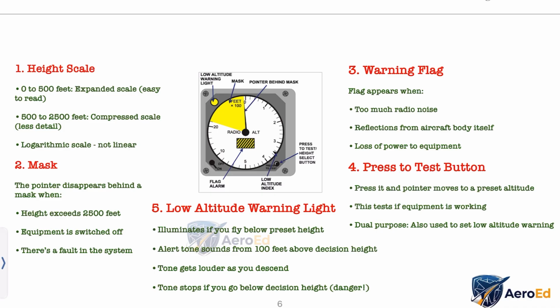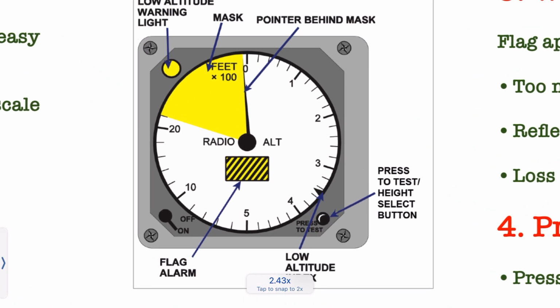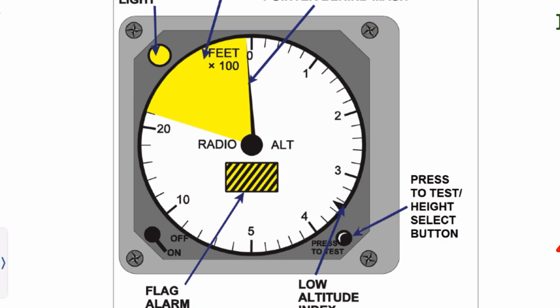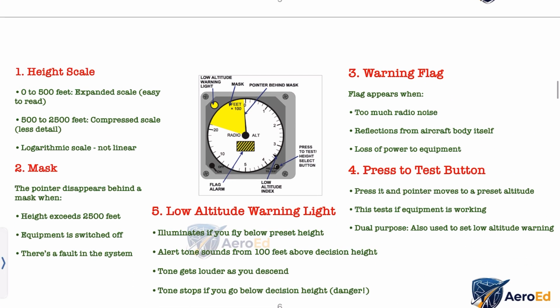Next we are going to study the parts of the radio altimeter. So let's now look at the instrument. If you look at the instrument closely, you will realize that from 0 to 500 feet they have an expanded scale. That means it is very easy to read. And from 500 to 2500 it has a compressed scale, which means it has less detail. So we can say that the logarithmic scale is not linear because it changes after 500 feet.